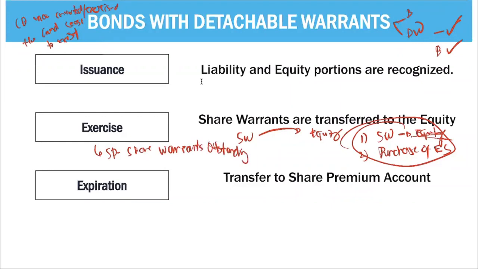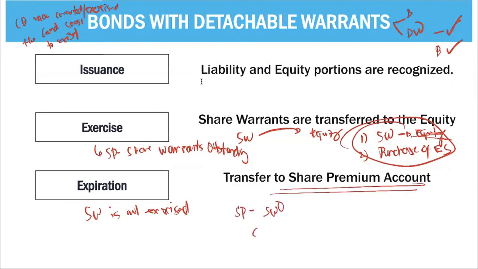Now, we have your expiration. In your expiration, meaning the share warrants are not exercised. Sir, meaning the share warrants have a life? Yes. You can only exercise your share warrants within a certain period of time. If you cannot exercise it, then it is already expired. Once expired, you will transfer it to your share premium account. So you remove share warrants outstanding, and it will go to your share premium.